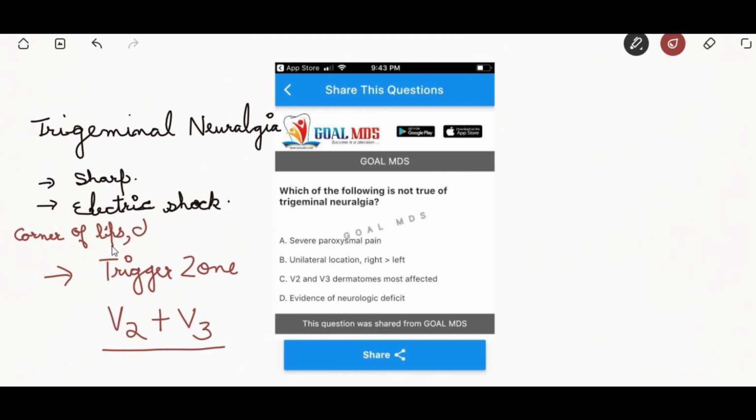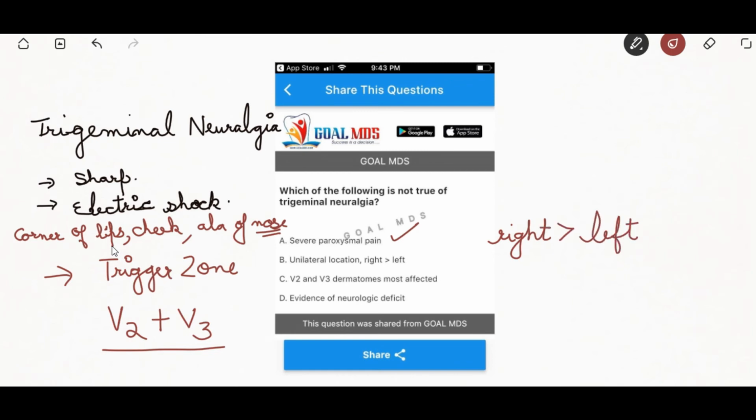Trigeminal neuralgia is unilateral, and it is more common on the right side than on the left. That holds the correct answer for the B option. So the B option is correct. The pain is unilateral. It involves the right side more commonly than the left side. The V2 and V3 dermatomes are mostly affected, and the trigger zones are present mostly in the V2 and V3 dermatomes.